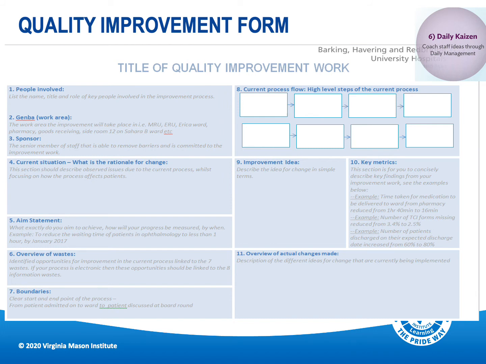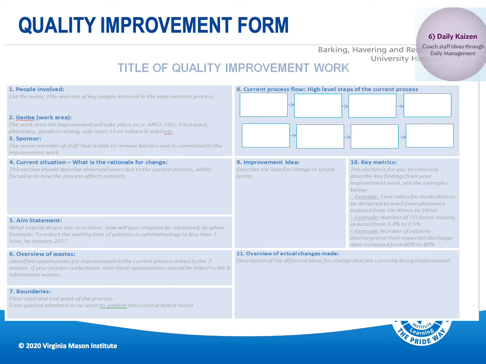Section 4 of the form requires the person filling out the form to explain what issues have been observed in the process as it currently stands, and then asks what the aim of the quality improvement work will be in Section 5. Don't forget that this aim should be SMART: specific, measurable, achievable, relevant and timed. Any wastes that have been identified can be listed below this.